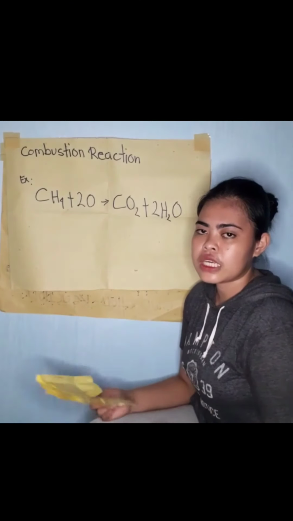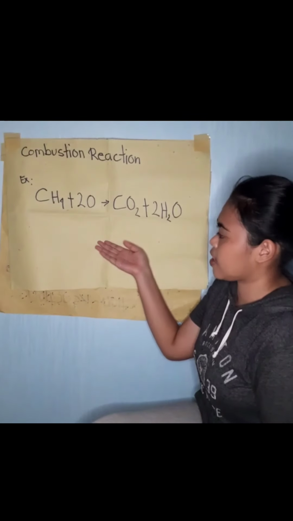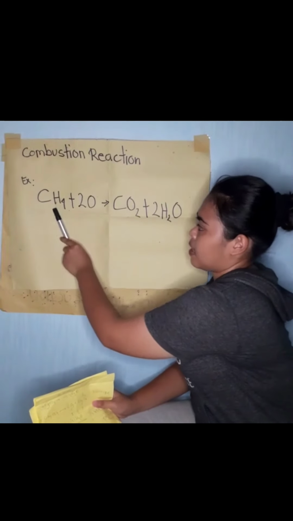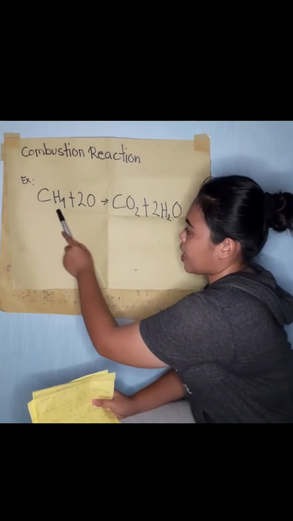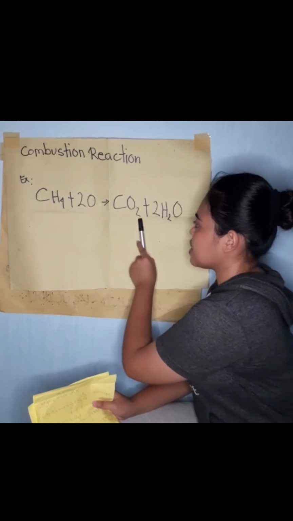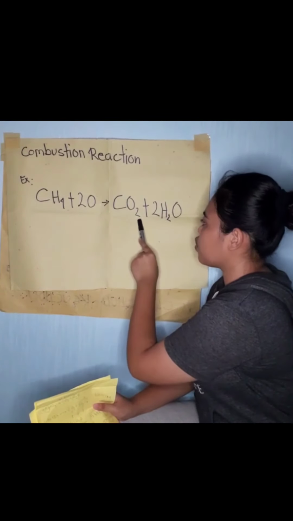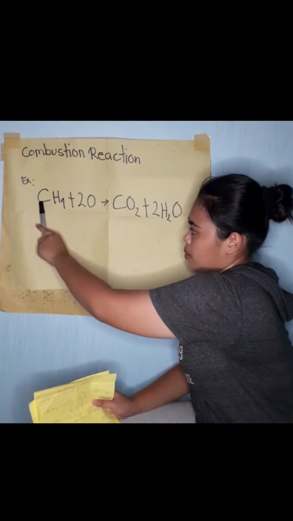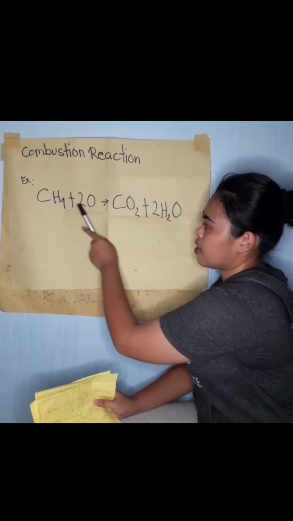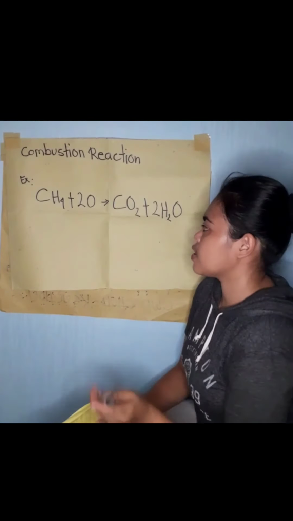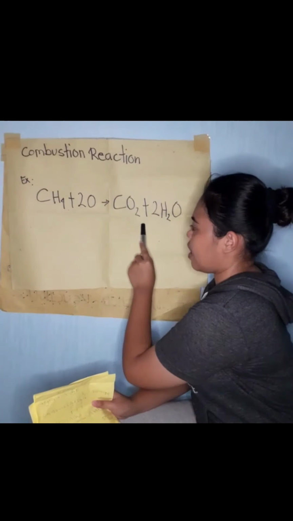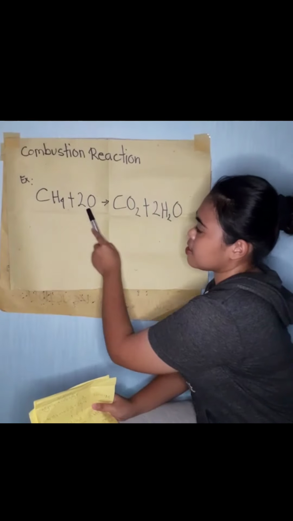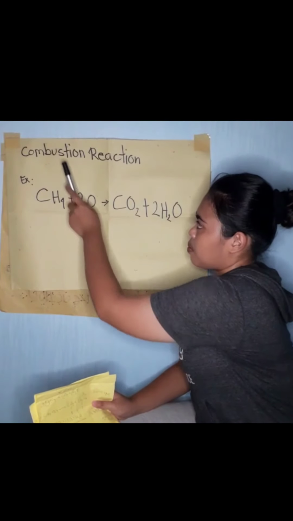Hello everyone, here is the example of combustion reaction. On the left side, we have CH4 plus 2O2, and on the right side, we have CO2 plus 2H2O. C is the symbol for carbon, H for hydrogen, O for oxygen. As you can see, both sides have a balanced chemical equation. So this is the example of combustion reaction.